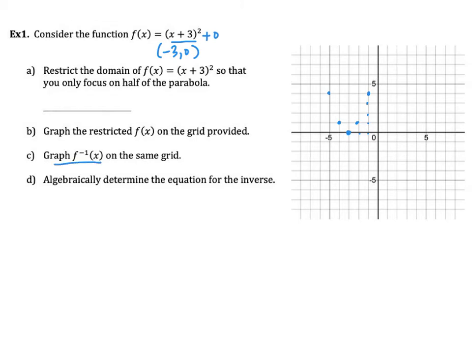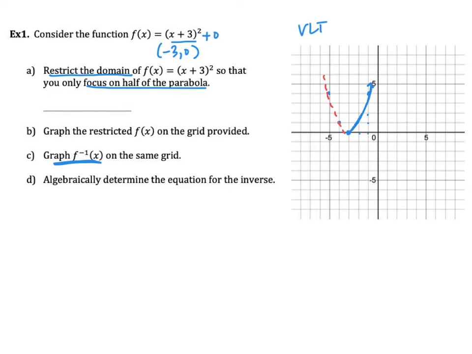However, if I'm trying to find the inverse and graph the inverse, then I can't graph the entire parabola. I need to restrict the domain and focus on only half the parabola so it passes the horizontal line test. So far, every parabola that we study will pass the vertical line test, but it fails the horizontal line test, so I have to restrict it to one side or the other. Do you want to go with the positive side, or do you want to go with this negative side? It's up to you. I'm going to go with the positive side in blue.